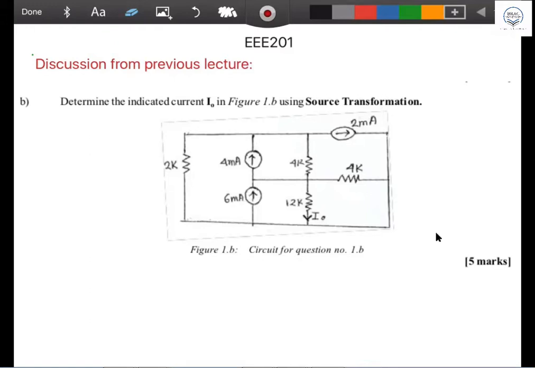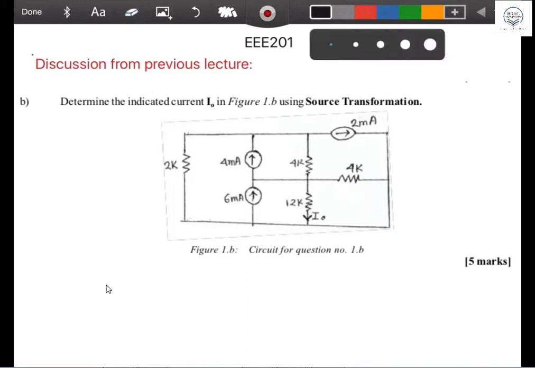Can you see the screen? Hello. Yes, sir. Okay, this is the problem from source transformation that I have given. Students could not answer this. Sir, I answered that question. Oh, okay, fine. So if you answered, you can check whether you did it in this way or not, because I don't know if I have checked your script or not.